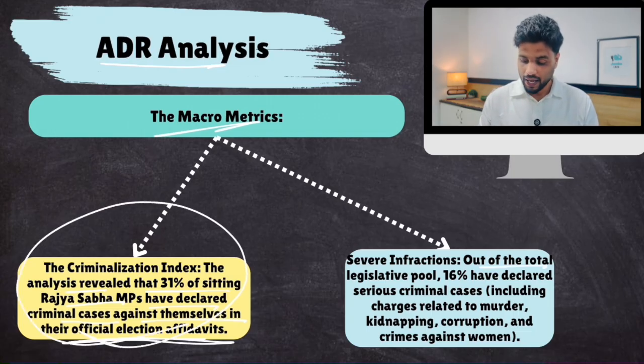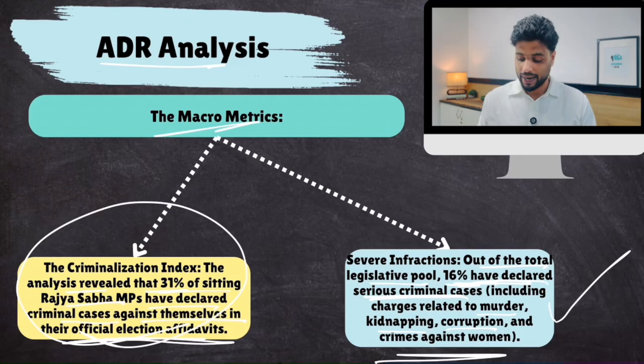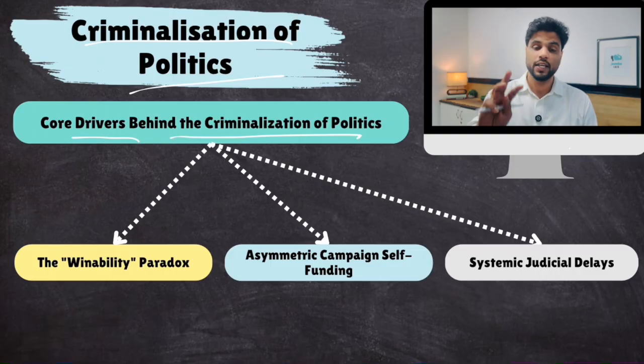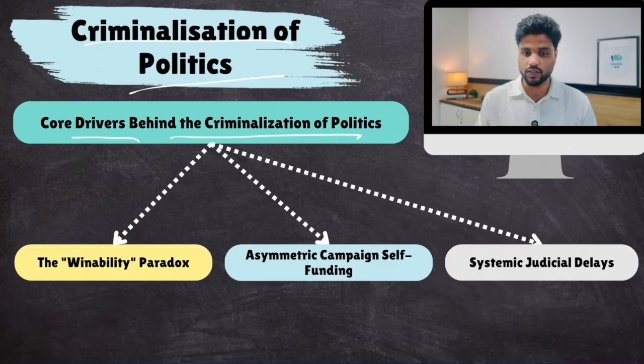Plus, they said, out of the total legislative pool, 31% have criminal cases, and 16% had serious criminal cases like murder, kidnapping, corruption, crimes against women. Okay, serious. This is really bad news. Now, criminalization of politics, what is the reason behind this phenomenon? Core drivers behind criminalization of politics. So there are three major reasons why more and more politicians have criminal cases against them.